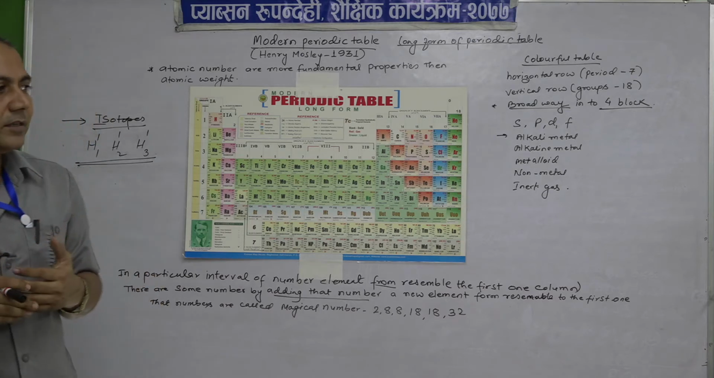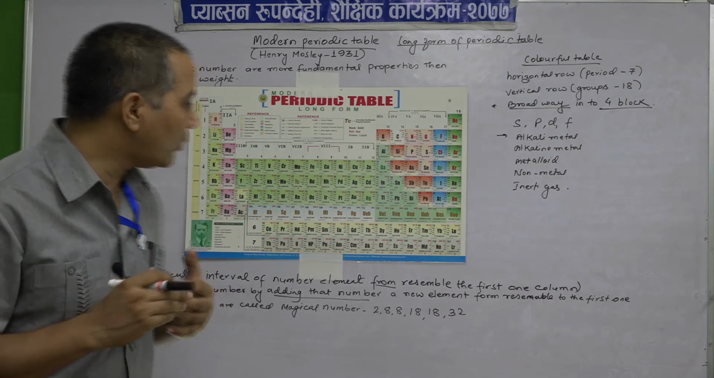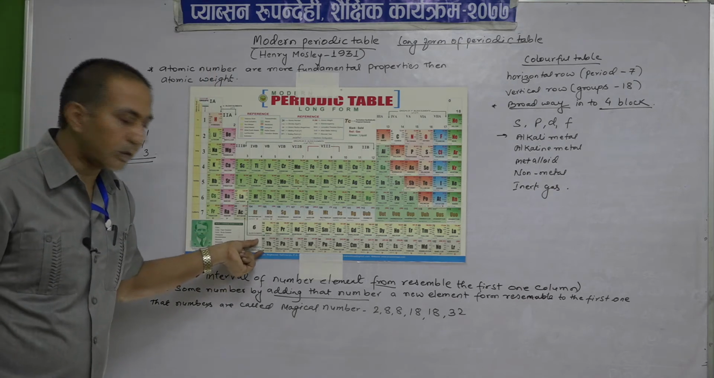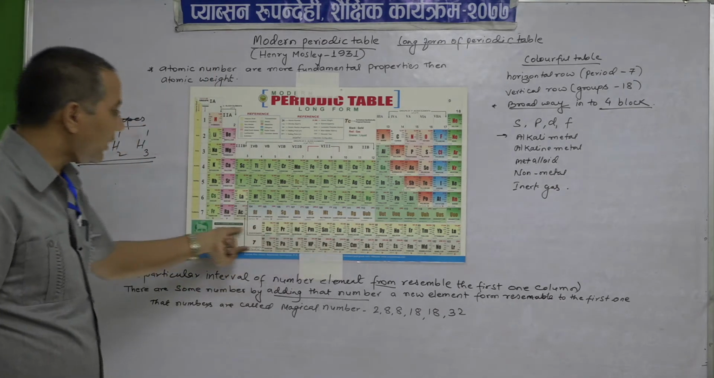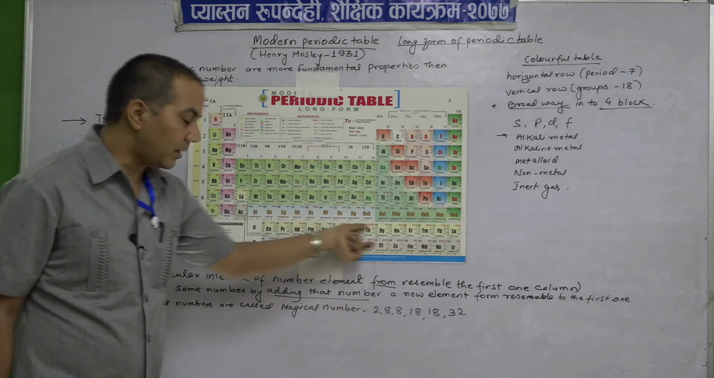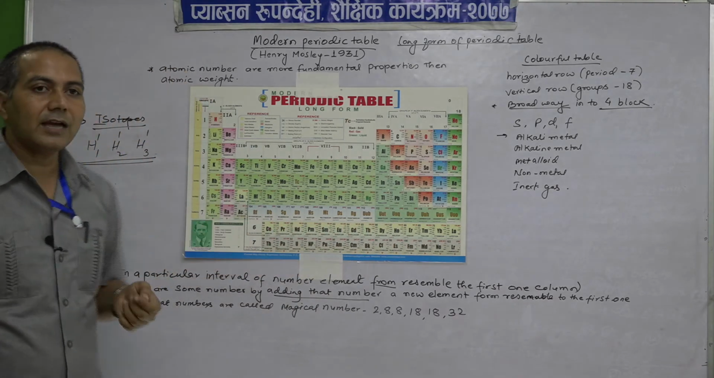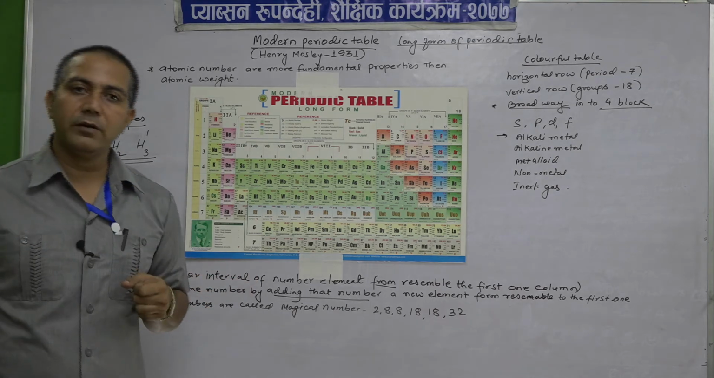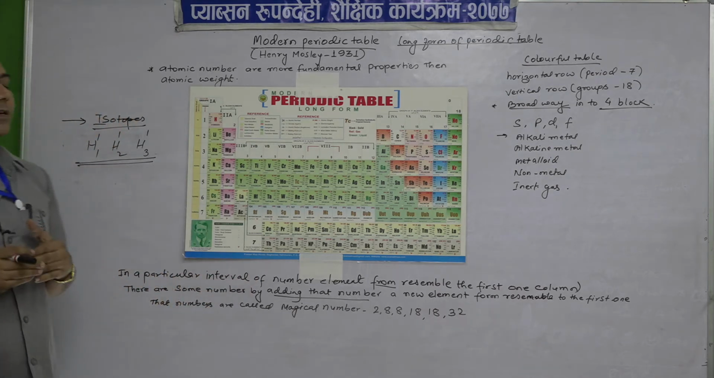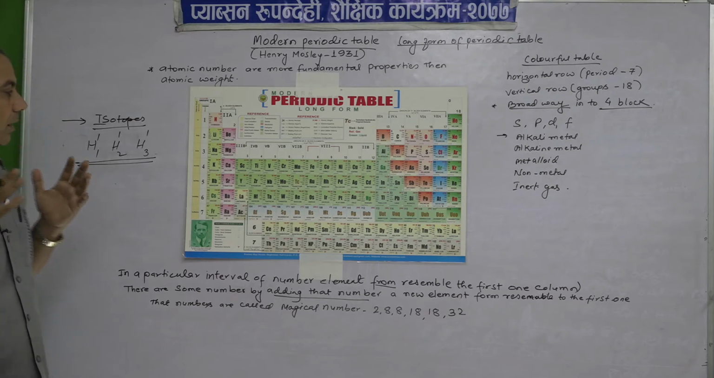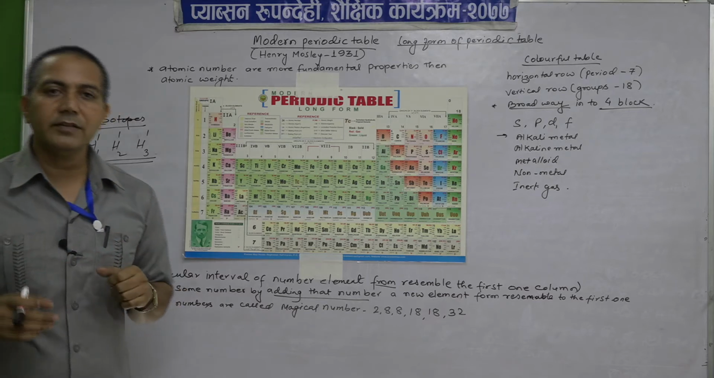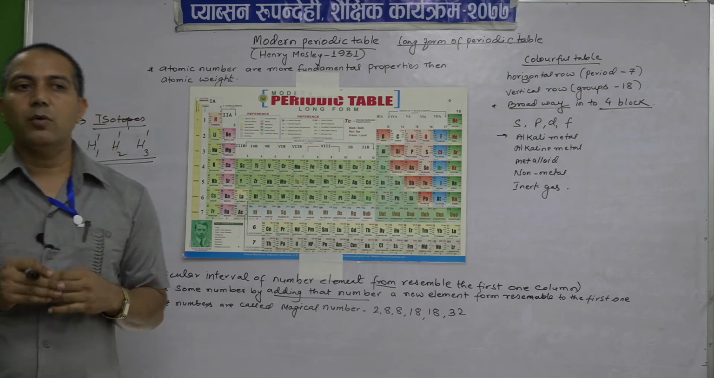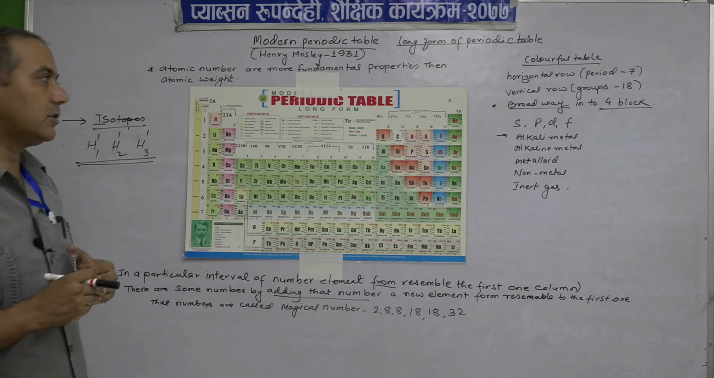Then the next disadvantage is that there are no positions for the lanthanide and actinide groups. These groups are not shown in the Mendeleev periodic table. So the lanthanide and actinide positions are not explained in the Mendeleev periodic table. So these are some of the advantages, disadvantages and features of the Mendeleev periodic table that we studied yesterday.